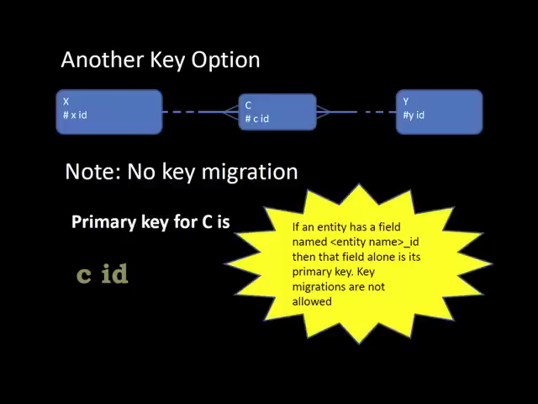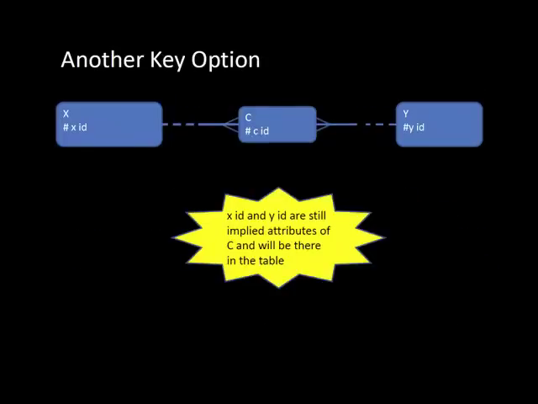I was completely confused. I emailed the author and he said, yeah, I accept it's a mistake. So now we know that that's a mistake and I'll point it out in a couple of diagrams where it exists. If it has its own key, then there's no need to migrate anything. We've seen this. XID and YID are still implied attributes of C. It's just that they're not part of the key. That's all.